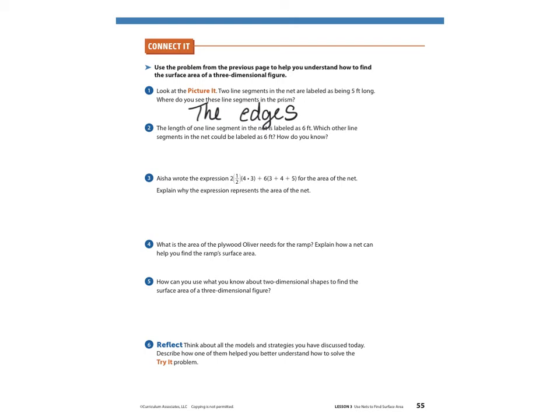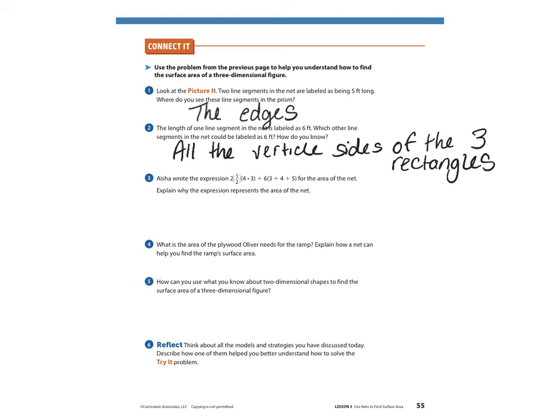Question 2, the length of one line segment in the net is labeled as 6 feet. Which other line segments in the net could be labeled as 6 feet? How do you know? Well, if you flip back, which ones do we think are also labeled 6 feet? All the vertical sides of the 3 rectangles. Okay? We know the opposite sides of rectangles are equal in length. So all the vertical sides of the 3 rectangles are also going to be equal in length. Remember, you can always pause at any point to make sure you have everything written down, then catch up.